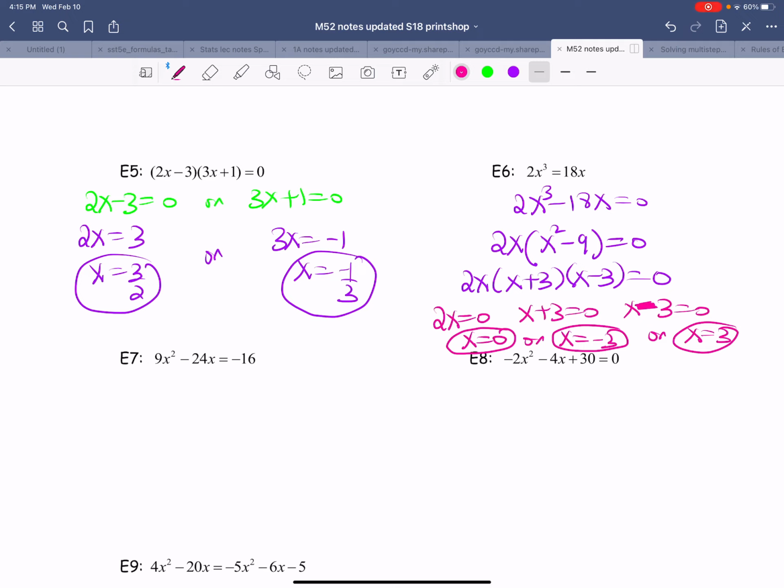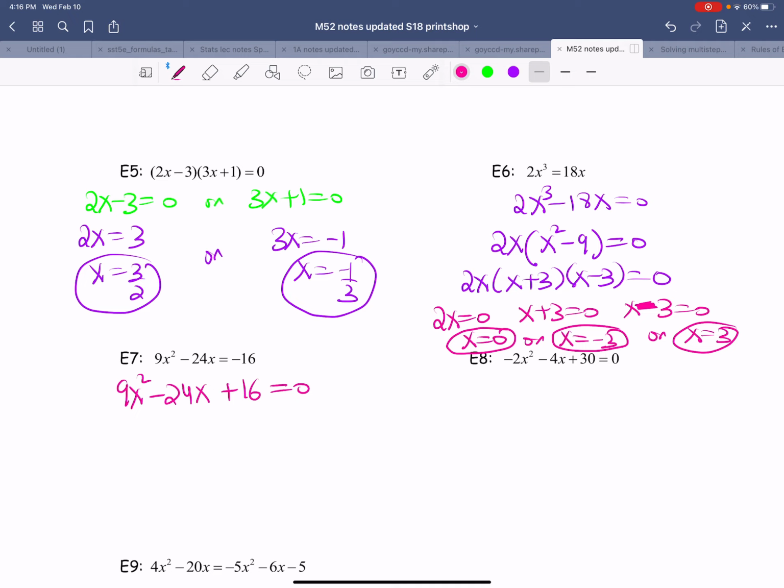Okay, next we are going to look at example number 7. In example number 7, we have 9x squared minus 24x minus 16. So my goal is to first bring all the terms to one side, get a 0 on the right-hand side. Let's go ahead and give that a try. 9x squared minus 24x plus 16 equal to 0.